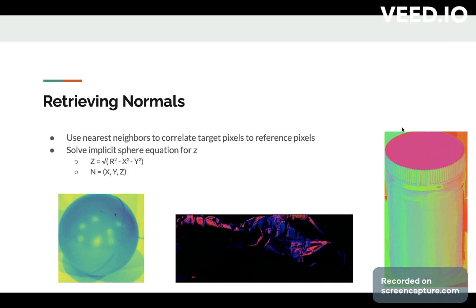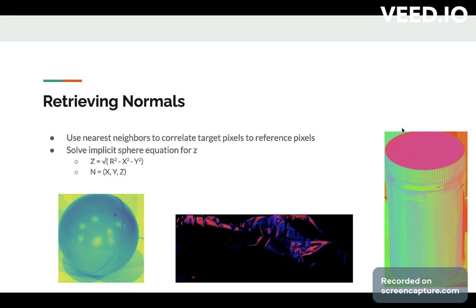And then once I got the corresponding pixel coordinates on the sphere, I used those xy coordinates to solve for z by solving the implicit sphere equation, and then assigned the normal consisting of those xyz back to that pixel in the target image. And as you can see here, my results for the peanut butter jar came out well. However, the water bottle seems to be lacking a lot of detail in the parts that were mostly shadowed during my captured photos.